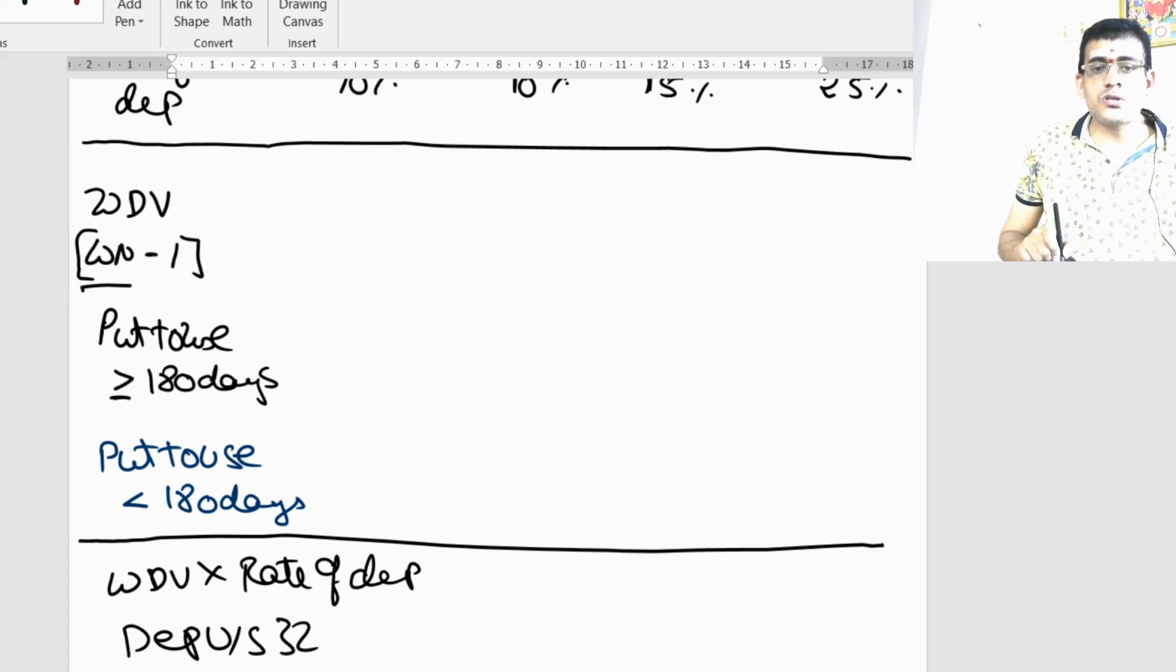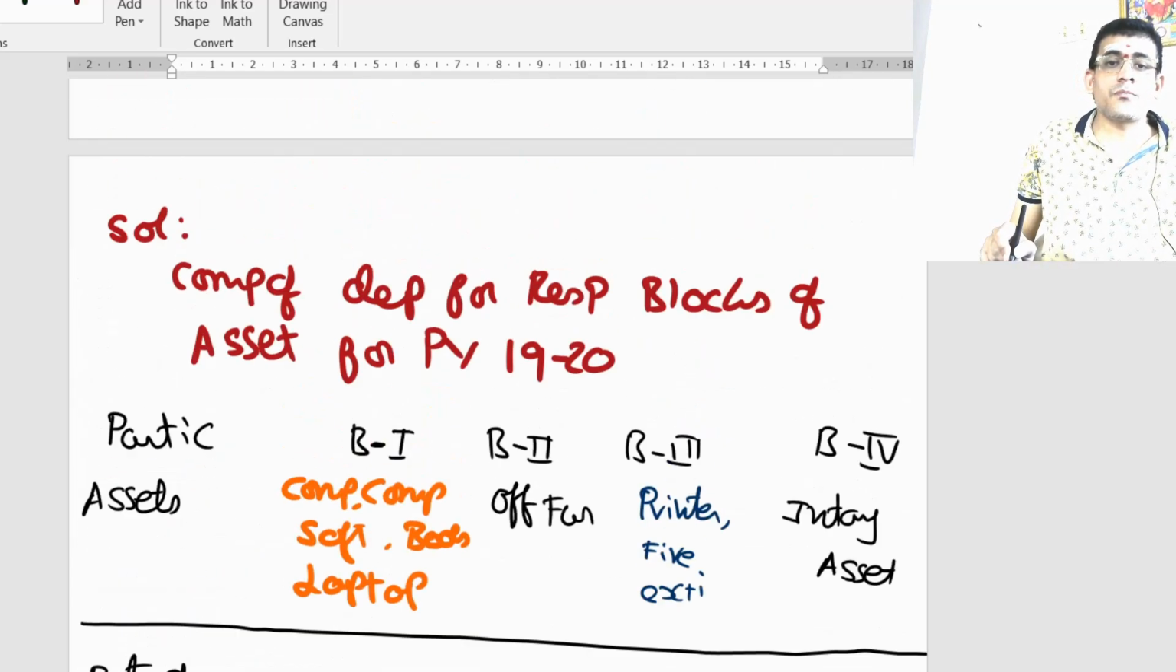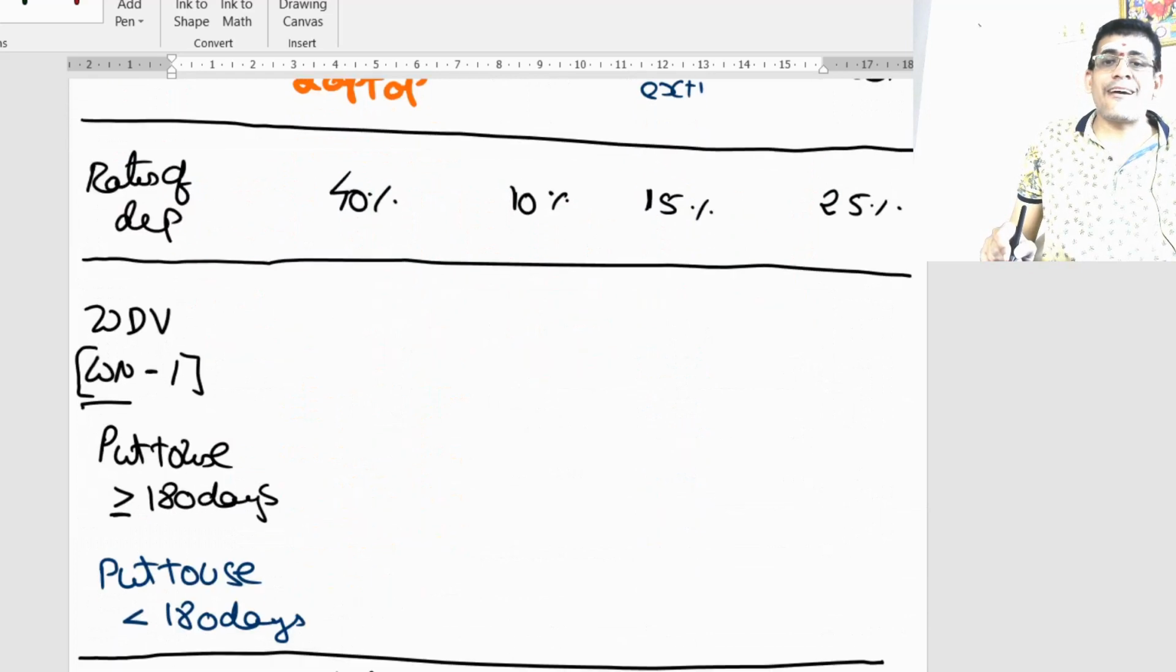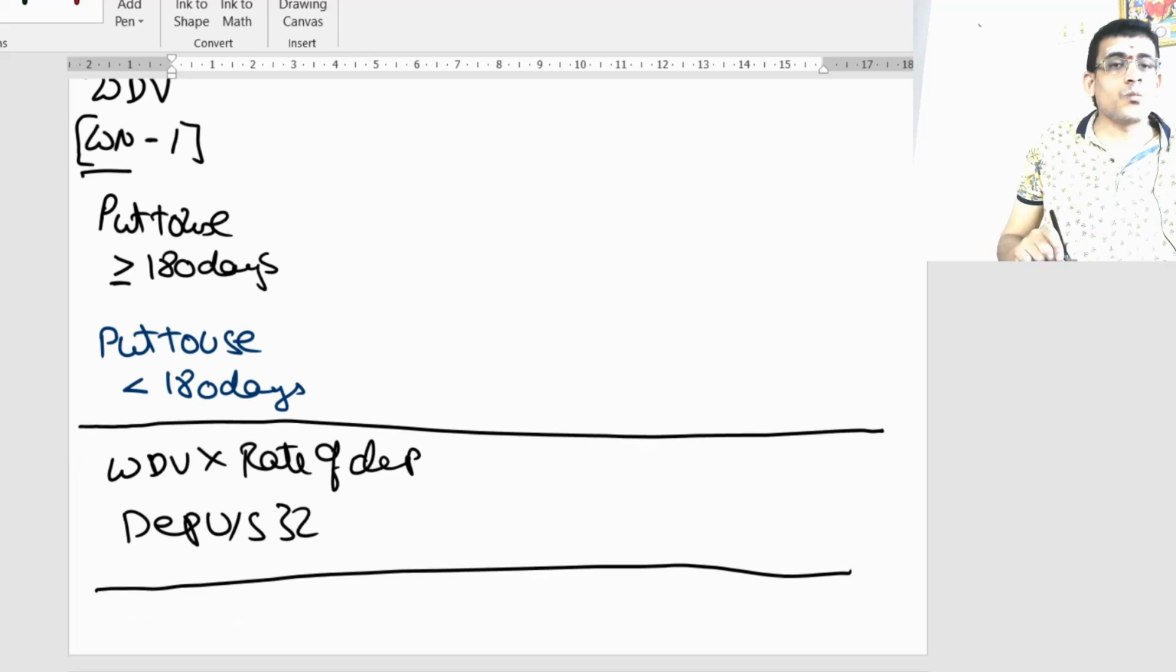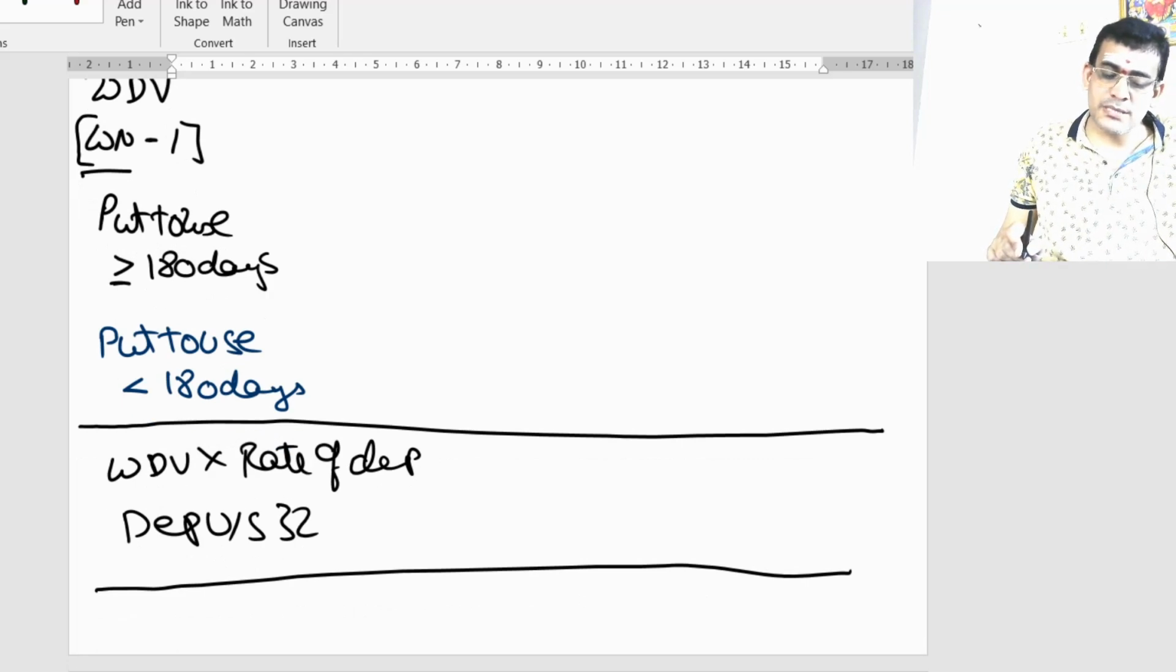So this is nothing but your answer. Finally, this is the statement which you are supposed to prepare. Now everything is set. I need to calculate the WDV. Once the WDV is done, I need to segregate that into greater than 180 days and less than 180 days. Ultimately, we can apply the rate of depreciation and simply calculate the amount of depreciation.